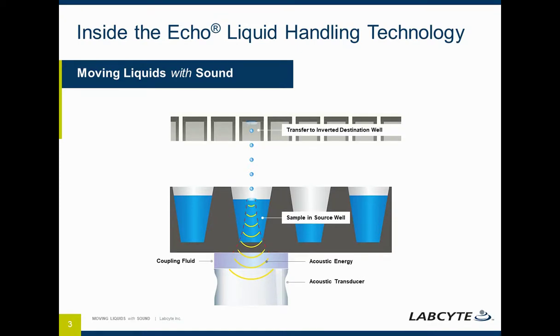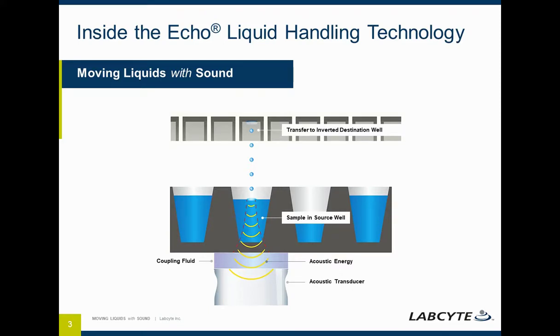Depending on the instrument, the droplet will either be a 2.5 nanoliter or a 25 nanoliter droplet in volume. To transfer larger volumes, the system simply transfers multiple droplets in quick succession. The systems typically transfer anywhere between 200 and 500 droplets per second. Because the transducer can be aligned with any source and any destination well, the system is capable of any well to any well transfer.